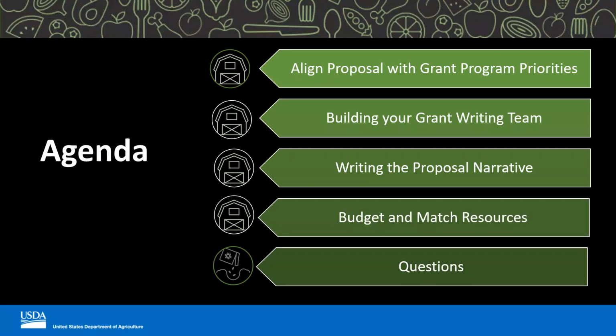I hope that everyone has had the opportunity to attend the RFA overview webinar on November 8th. That webinar focused on the core information in the RFA. But if you were unable to attend, no worries. The RFA overview webinar was recorded and will be available on the grantee resource page. Today's webinar will focus on getting your Farm to School grant application package together.